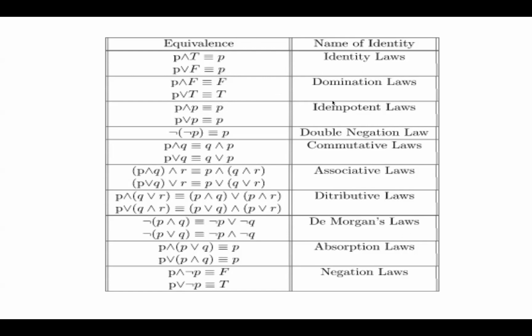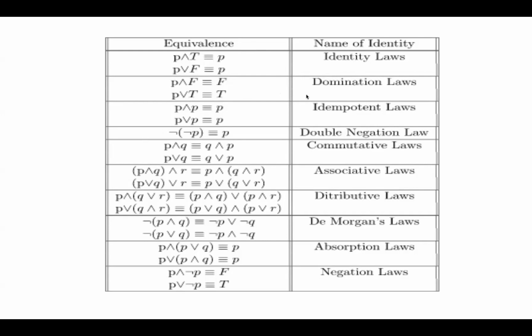So this will be known as identity law. Means P AND T is equivalent to P, and P OR F is equivalent to P. P is there, so it is known as identity law.